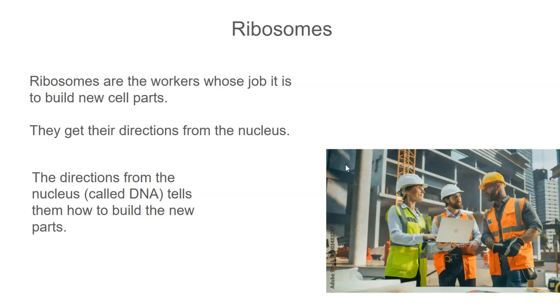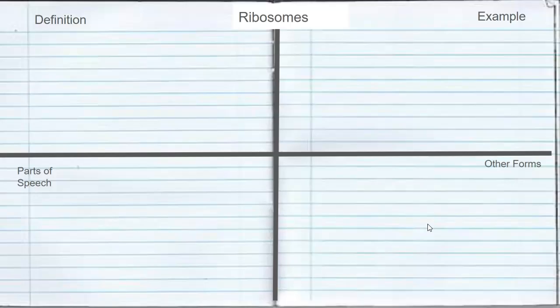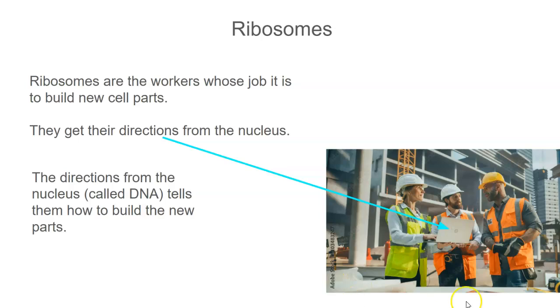Okay, what do they do? Ribosomes are the workers whose job it is to build new cell parts. They get their directions from the nucleus. Remember, the nucleus is the boss that tells people what to do. The nucleus gives the directions on how to build things. Think of this: if these are the ribosomes, the workers, right? These are the directions they're following from the boss. The directions from the nucleus, that's called DNA, right? You may have heard of that. It tells them how to build new parts. That's what the ribosomes do.